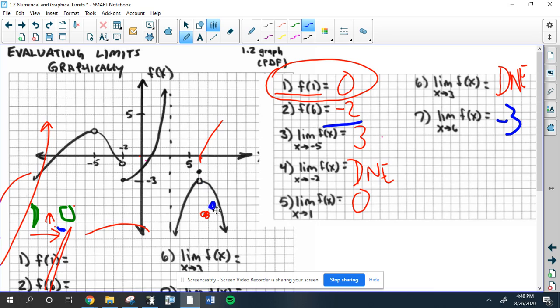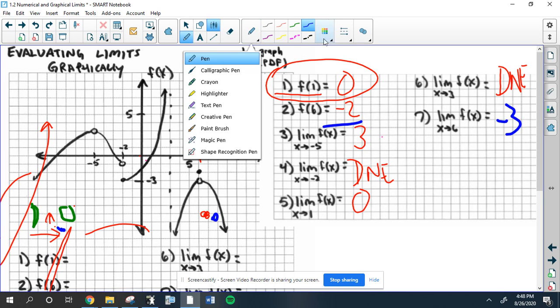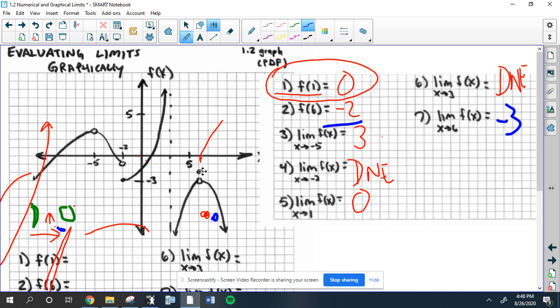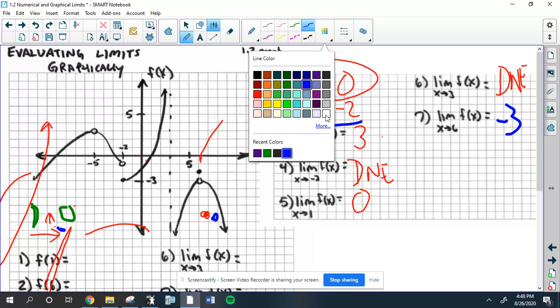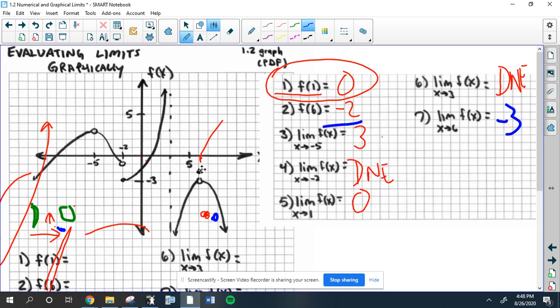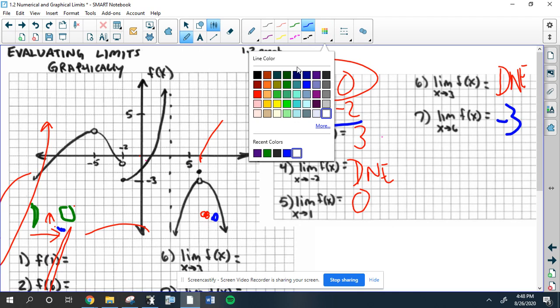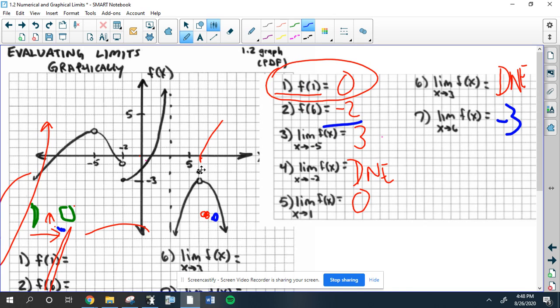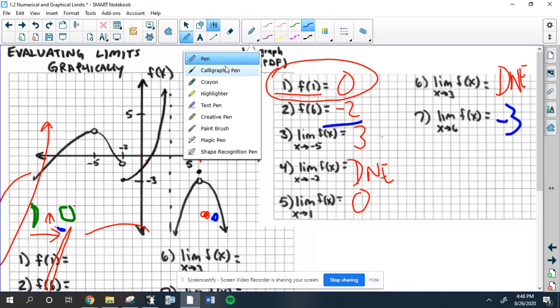So that's that one. Now, keep in mind here, if this point wasn't even there, say this point was gone, and I can do that. I can just put white over it. No, I can't. Say that point was gone.